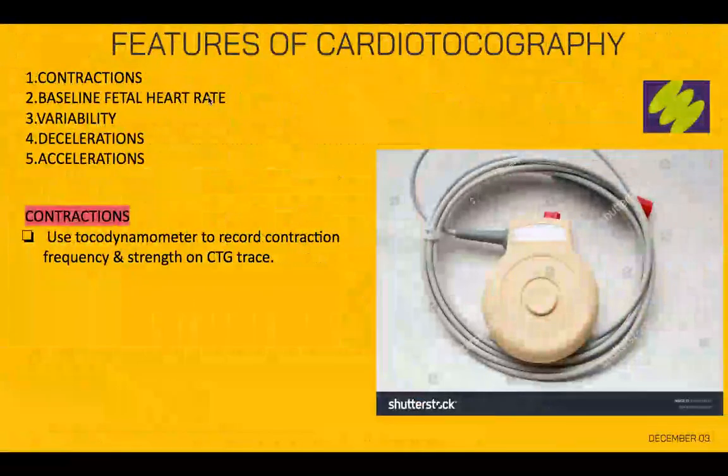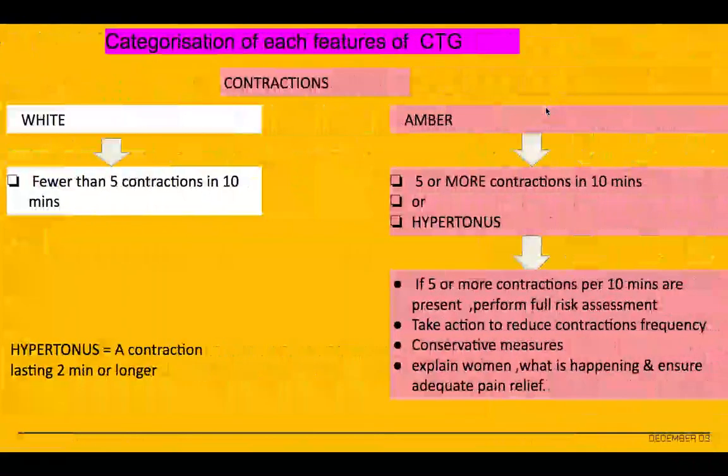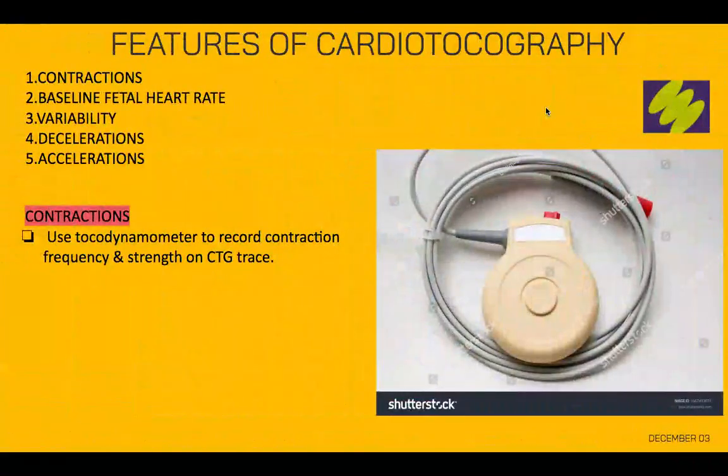Okay. Now, features of the CTG. Friends, there are two things basically. You have to remember a few things. One is the features of the CTG and the other is the categorization of the CTG, right? So the features of the CTG is one thing, categorization of the CTG is another thing. We have decided and divided the CTG into two parts. First of all, we will learn the features. Then based on those features, we will learn about the categorization.